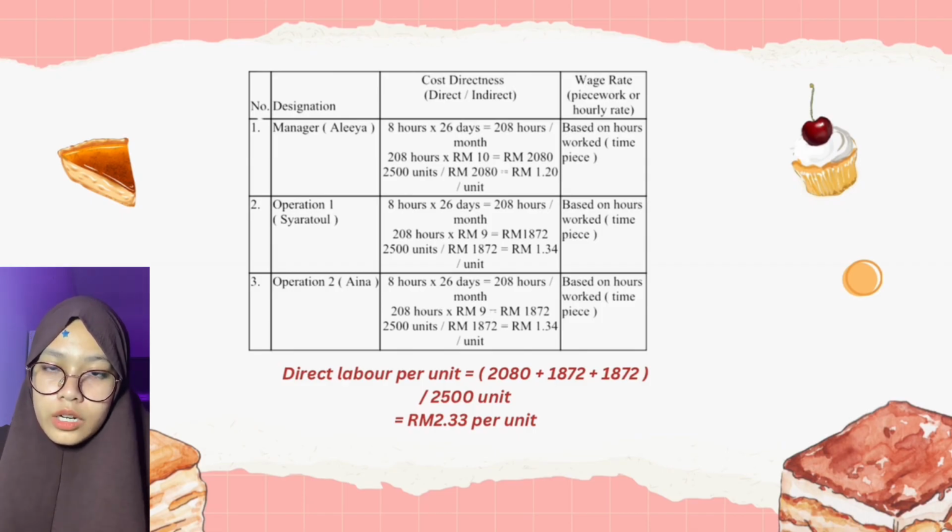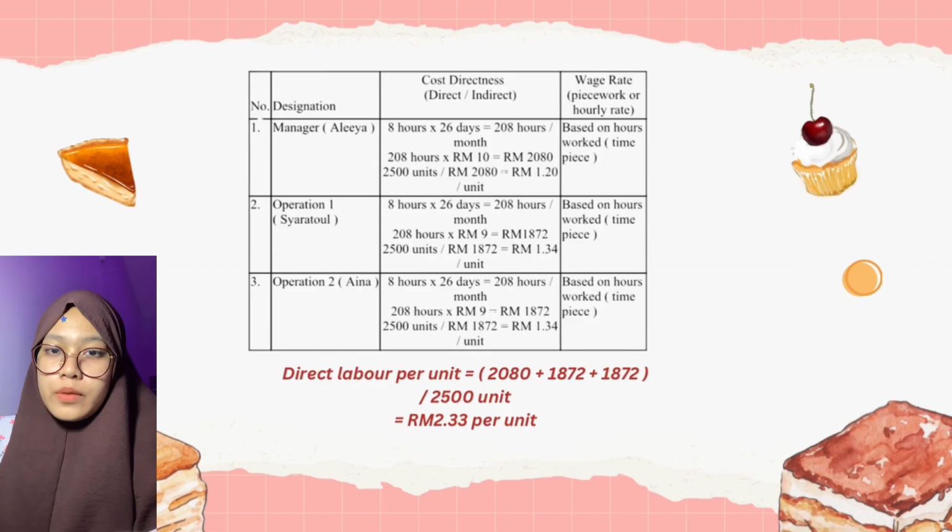For operation 1 and 2, which are the same, you need to multiply the 8 hours by the 26 days and then multiply the answer by 9 ringgit. You will get 1,872 ringgit. So to get the direct labor per unit, you need to sum up all the wages and then divide it by 2,500 units. Then you will get the answer, which is 2 ringgit 33 cents per unit.